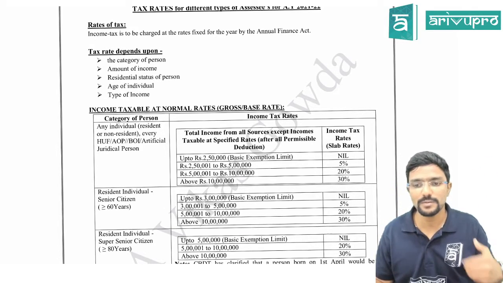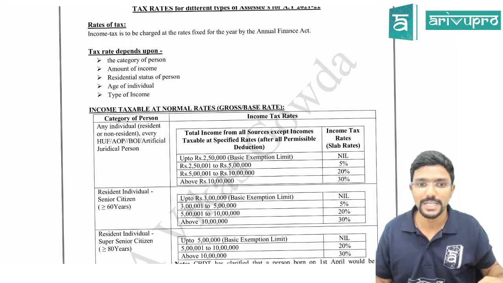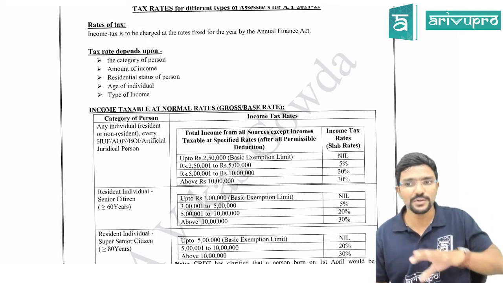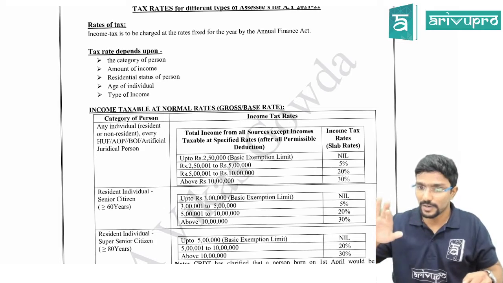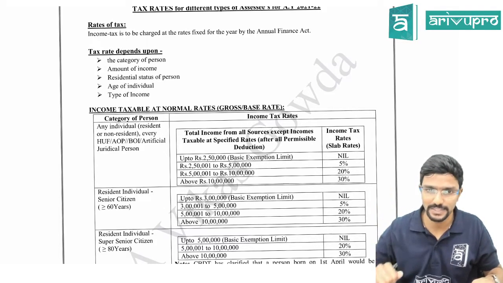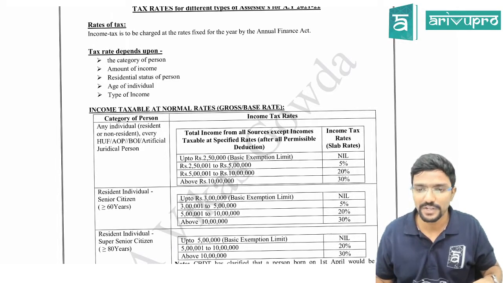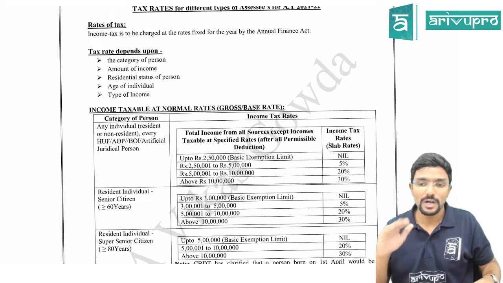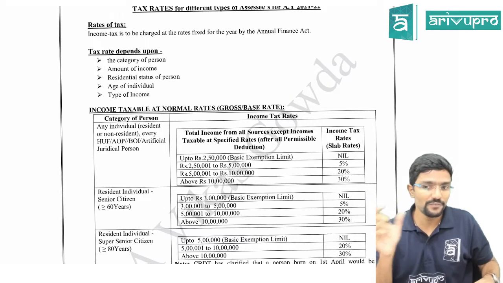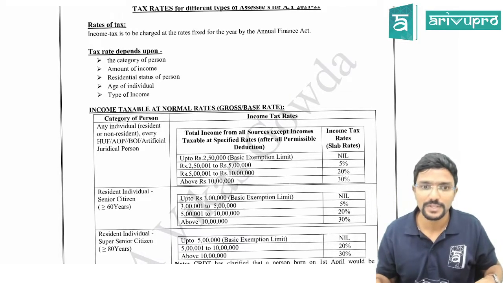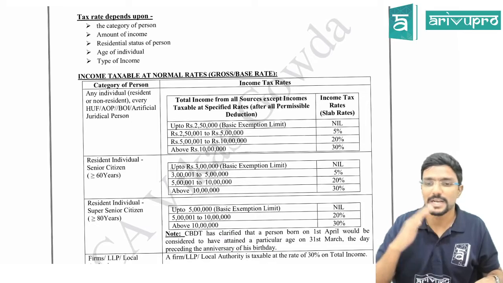Then amount of income, what is your total income. Then residential status of a person, that is whether you are an ordinary resident or not ordinary resident or non-resident, that is, scope of total income also we have to see. Then age of individual, whether less than 60 or more than 60 or more than 80, only for resident individual we have to see. Then type of income, so normal income, special income.